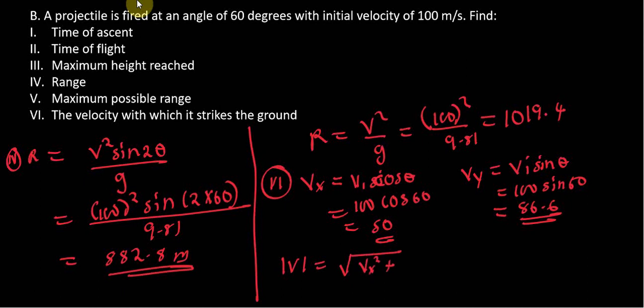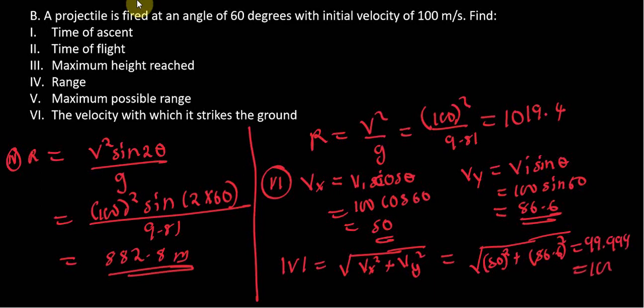Then from there now you find the magnitude of the both, which is the velocity in the x-axis squared plus the velocity in the y-axis also squared. You say 50 squared plus 86.6 squared. Then you shall find your answer to be 99.99, which is just same as 100 meters per second.